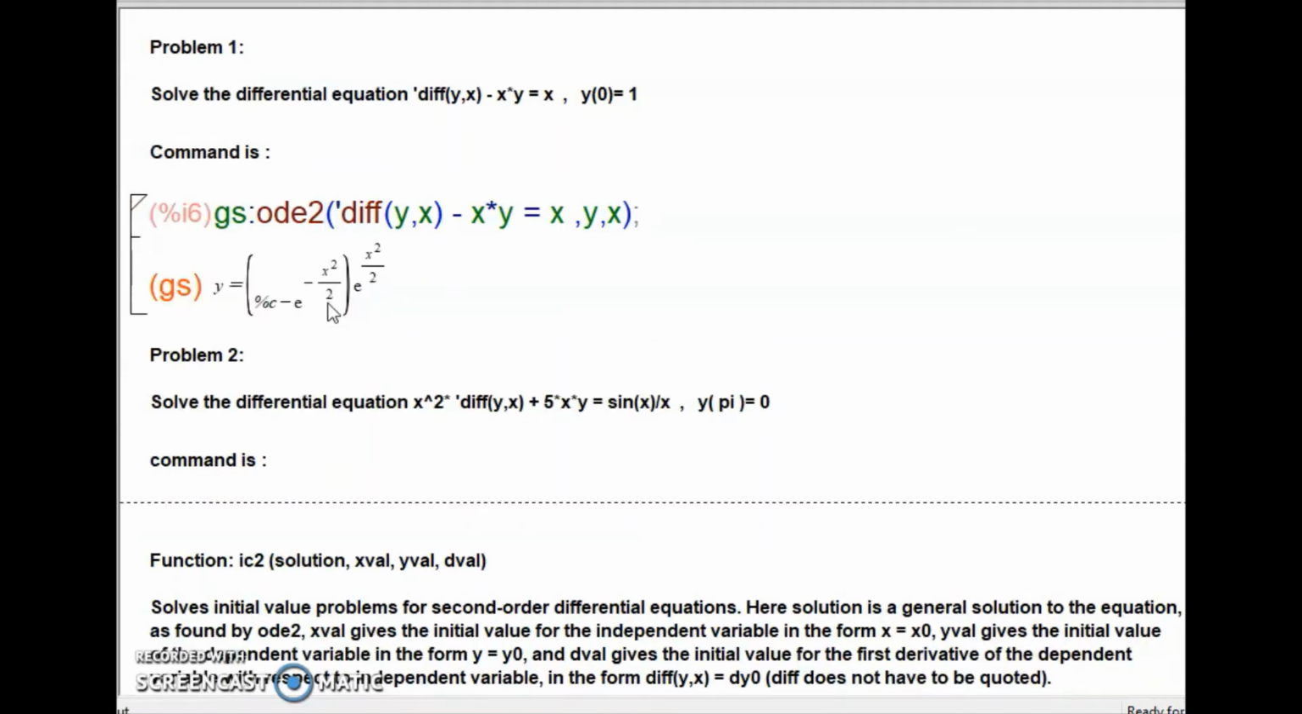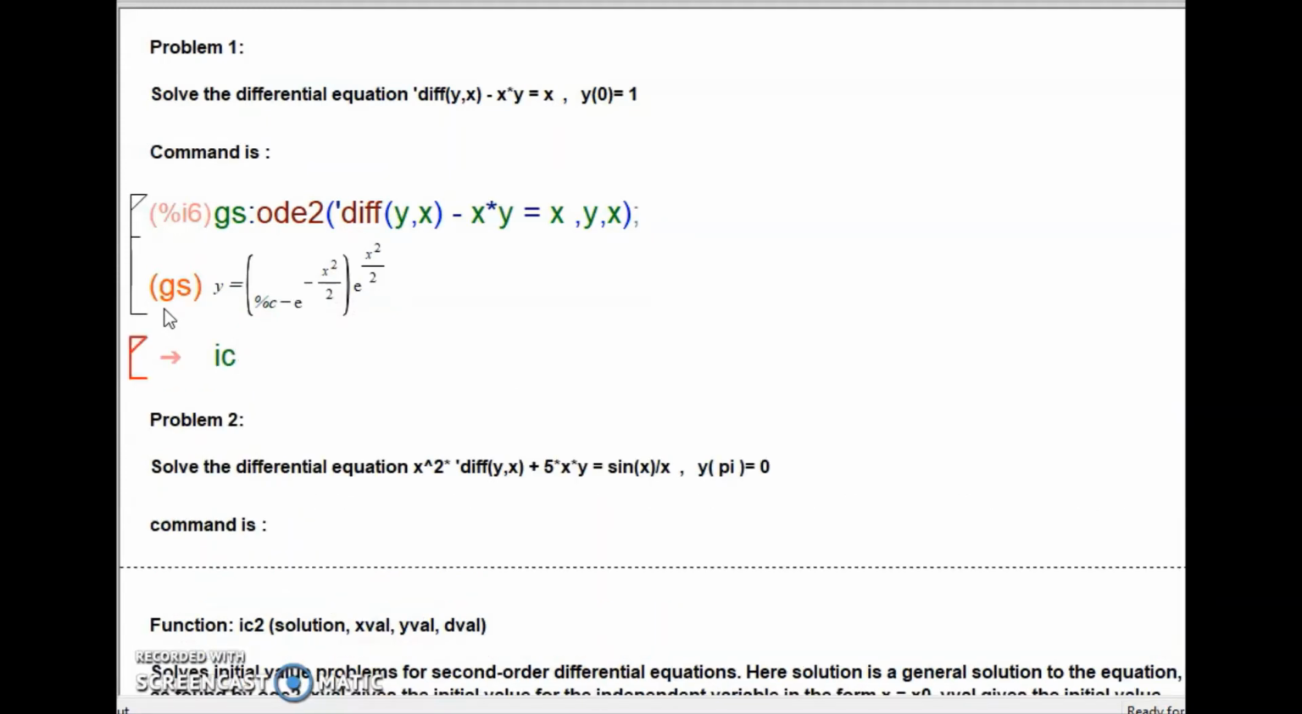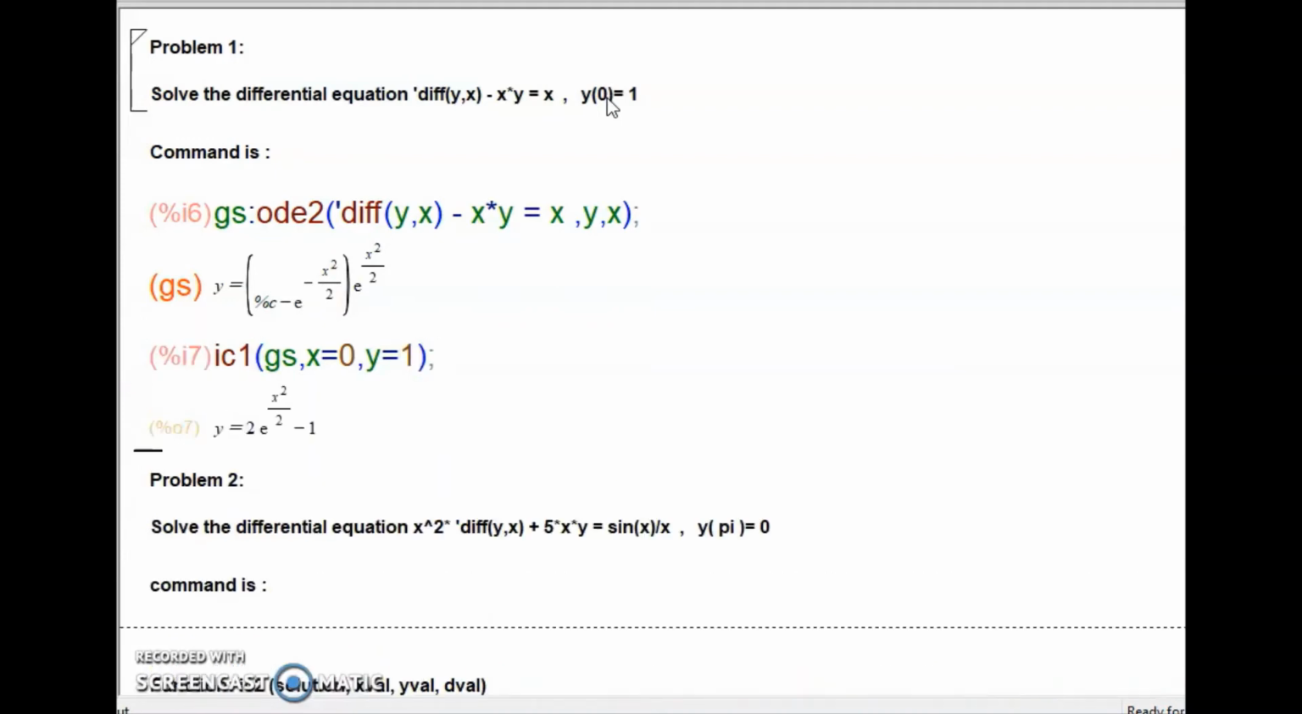So whatever solution you have obtained here is named to the variable GS, but we need the particular solution. Therefore, you can type the syntax IC1, open the bracket. Now inside this, the first parameter will be the general solution. Second parameter will be the value of x in the condition. The value of x in the condition is 0. The third parameter will be the value of y in the condition, which is 1. You can see we got the particular solution.